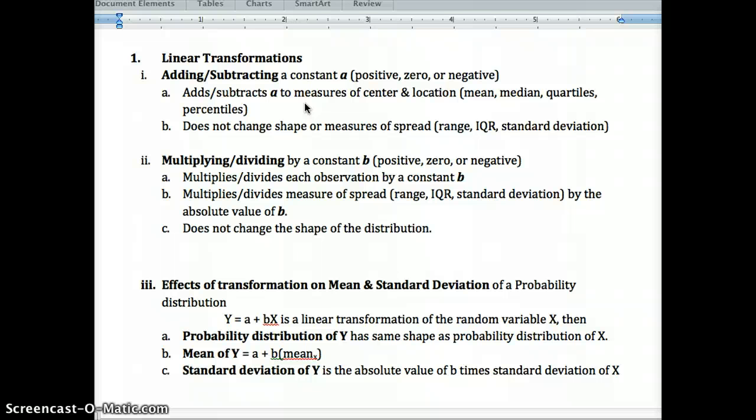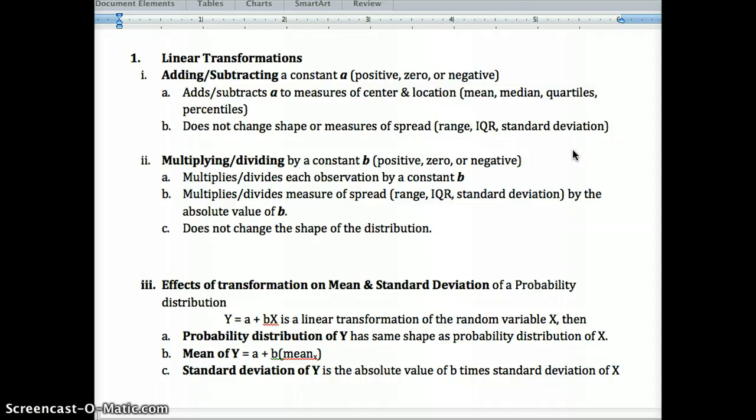It doesn't change the spread, because remember, subtracting is like adding a negative number; it just shifts the entire distribution one way. So the amount of spread doesn't get more stretched out or more squished. It stays just as spread out as before. So it doesn't change range, IQR, or standard deviation.